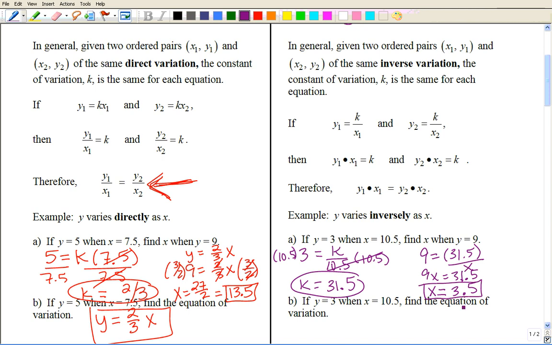Now we want to write the equation of variation. So again, that just means to fill in that value for k. So we'll have y equals 31.5 over x. So not bad. So direct and inverse, the process for solving is the same. Direct, the x is just next to the k, and inverse, the x is underneath the k. Now let's look at joint and combined variation.